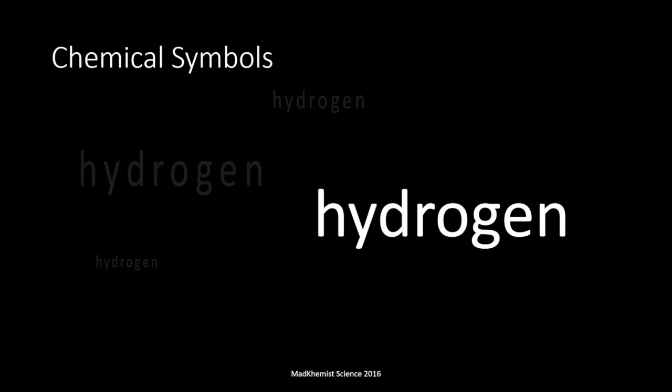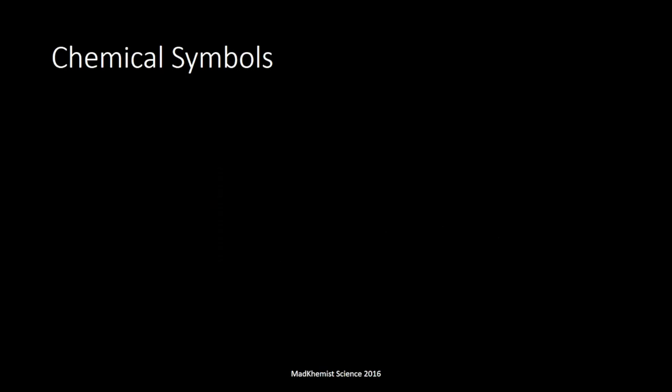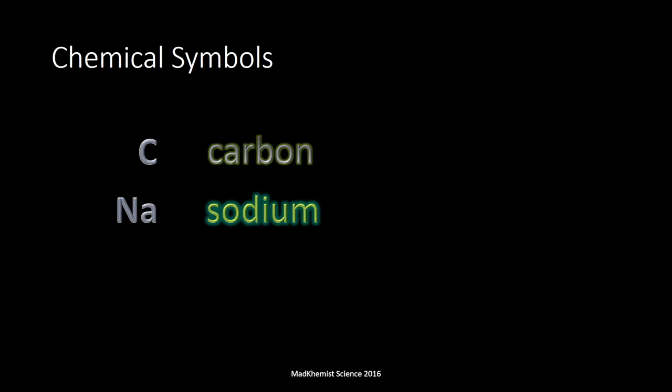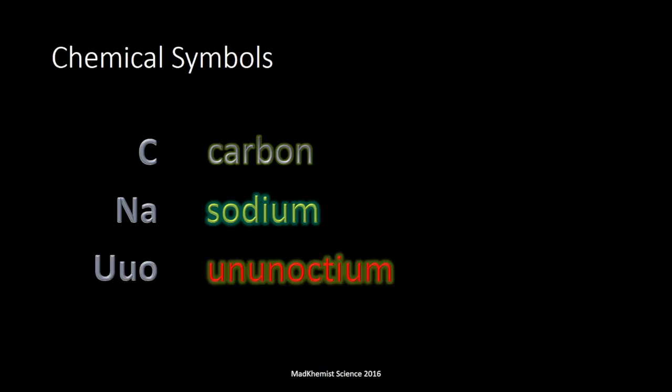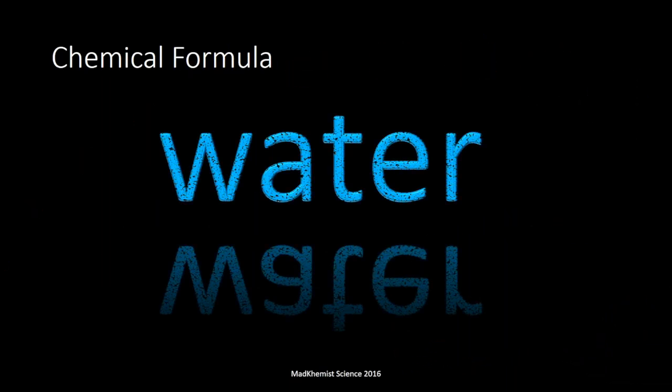It's called the element symbol. Here, we have the H, which stands for hydrogen in chemistry. All the known elements are assigned a 1 to 3 letter symbol. For example, we use C to represent carbon. We use the letters N and A to represent sodium. And we use the letters U, U, O to represent ocnium. It's new!